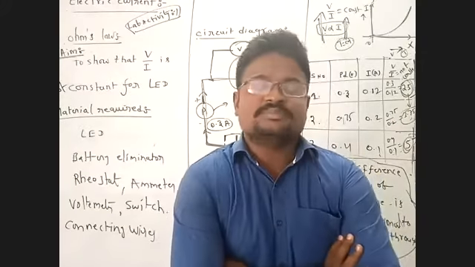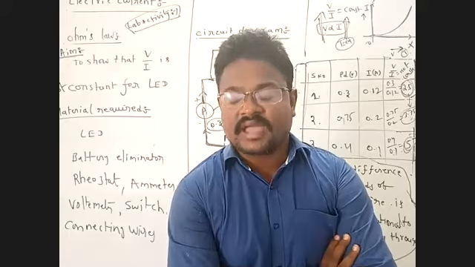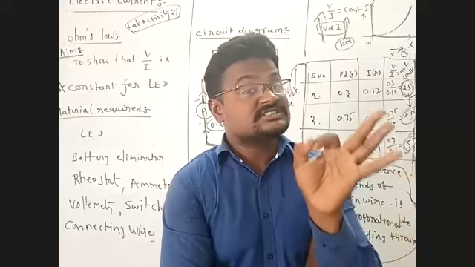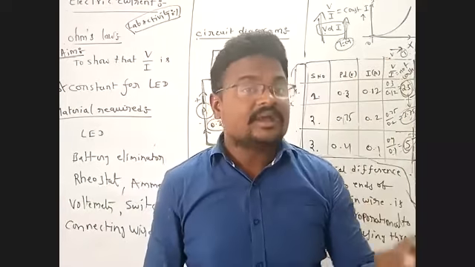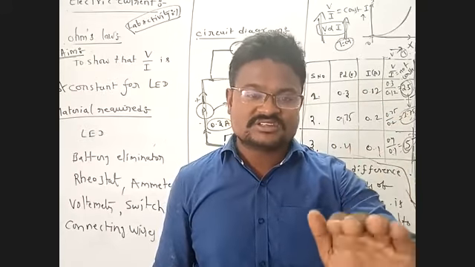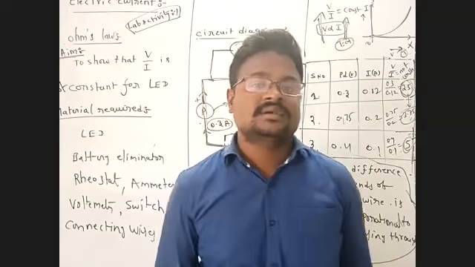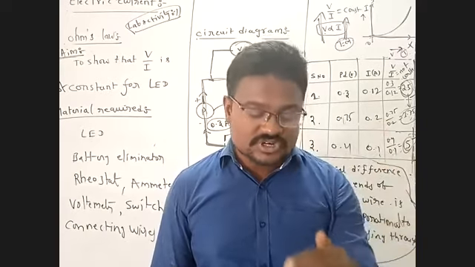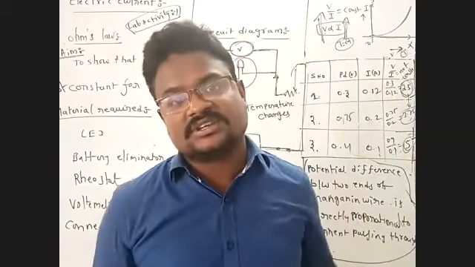Next, resistance. What is the meaning of resistance of a conductor? The resistance of a conductor is defined as the opposition to the flow of electrons in a conductor. That is called resistance. But what is a resistor? A resistor is a material which offers resistance to the flow of charges. That is a resistor.